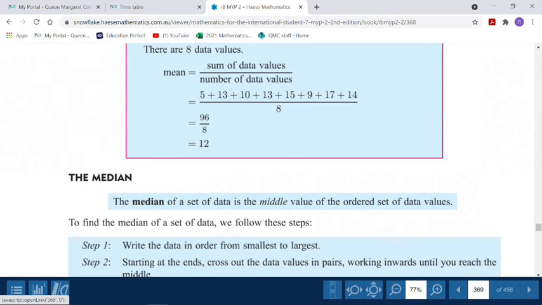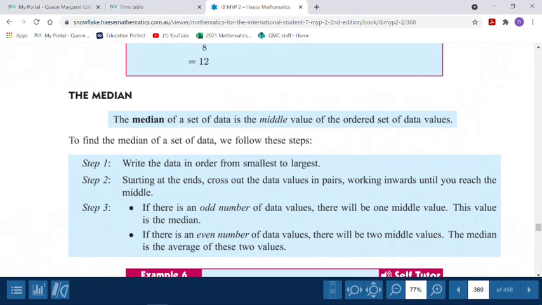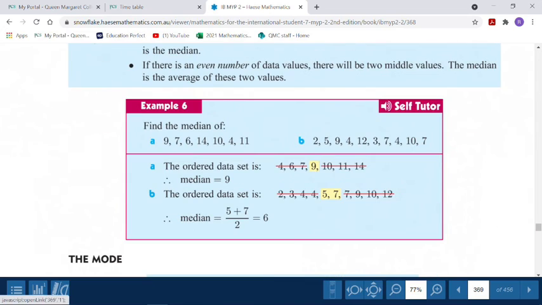The median just means the number in the middle, but that's only if it's an odd number of numbers. If there's an even number of data values, then you have to find the 2 in the middle. So look at this one. For this first set, 1, 2, 3, 4, 5, 6, 7. So that means there's going to be a number in the middle.